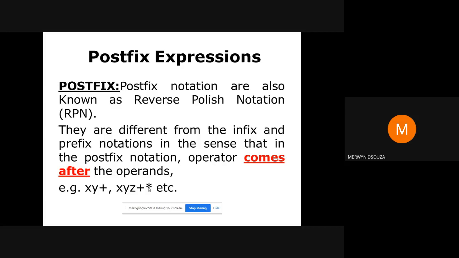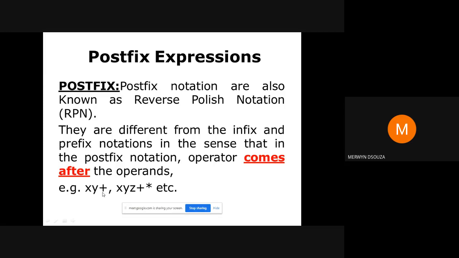The next one is the postfix expression. Postfix expression is also known as the reverse Polish notation expression, in short RPN. The RPN expression is also known as postfix. The only difference from the other expressions is that the operator is placed after the operands. For example, here you can see the operands X and Y, and the operator is placed after them. Such an expression is known as postfix.